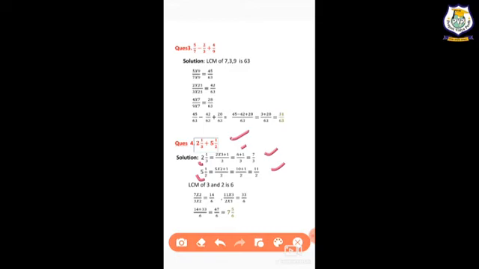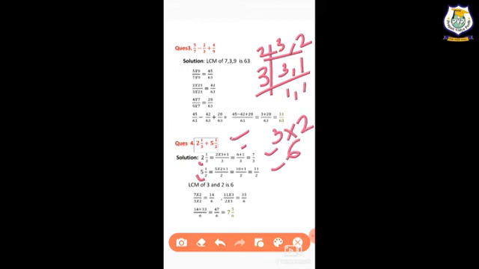We will have to take the LCM of 3 and 2. LCM of 3 and 2 is 6. So here the LCM is 6. Now we will have to make both the denominators 6. 7 by 3. In the 3 table, 6 comes 2 times. We will multiply by 2.